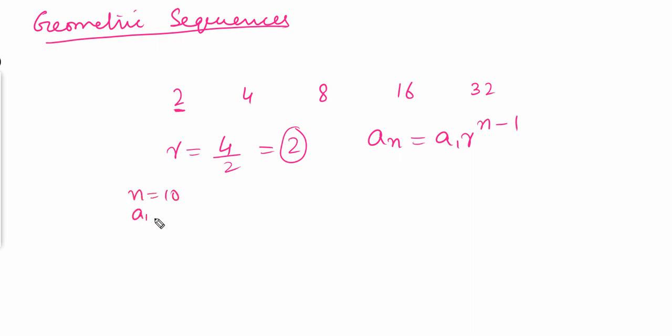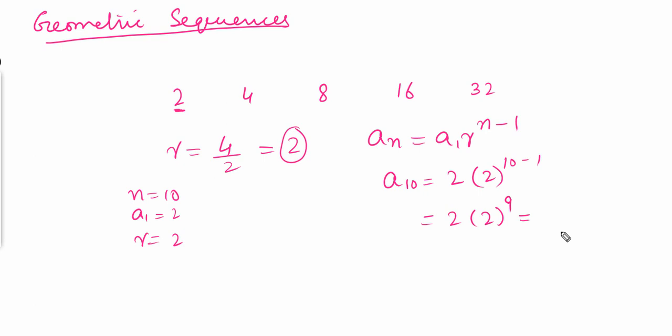My first term is given, that is 2. My common ratio is equal to 2. That's what we need for this one. So the 10th term will be equal to 2 times 2 to the power of 10 minus 1. So that will be 2 times 2 to the power of 9.